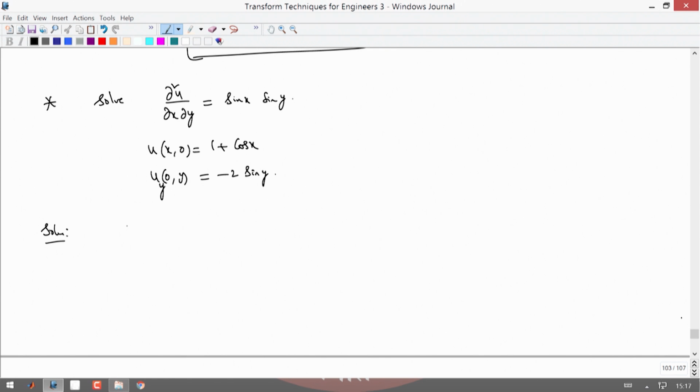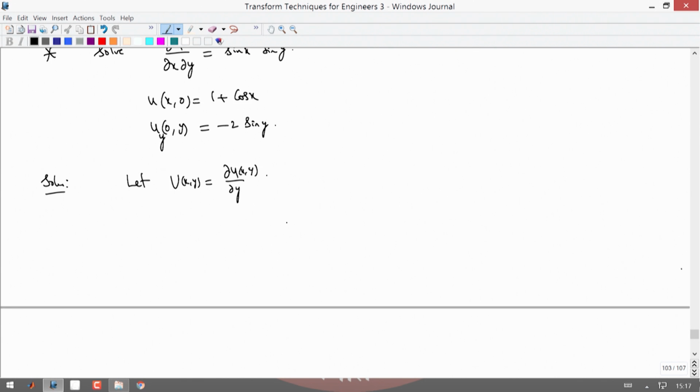So, you have to convert this right away into a first order PDE by allowing u of x y as capital U of x y as ∂u/∂y of x y. By choosing this, your equation becomes ∂U/∂x equal to sin x sin y, okay.